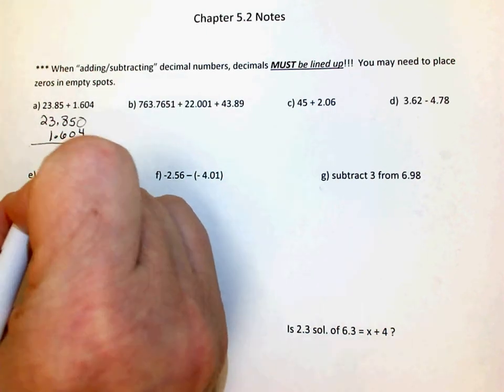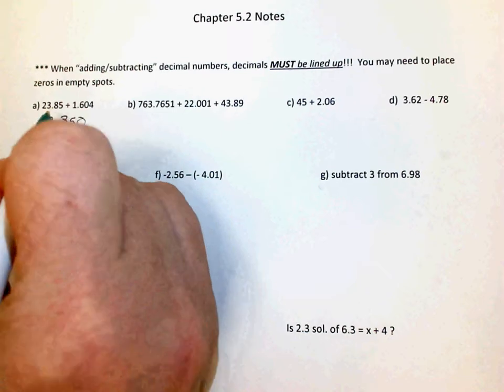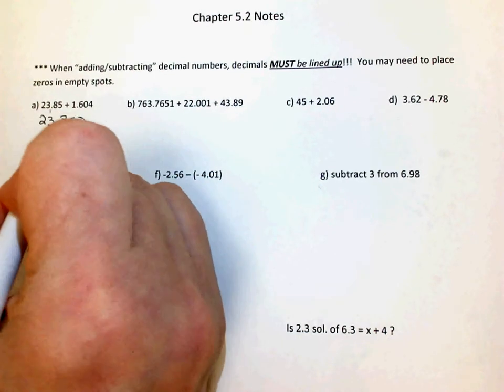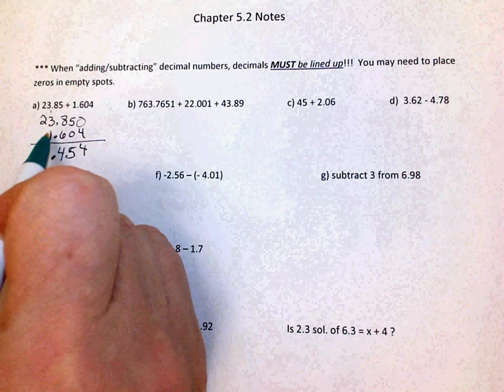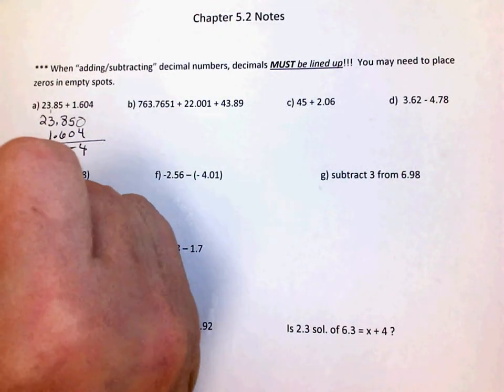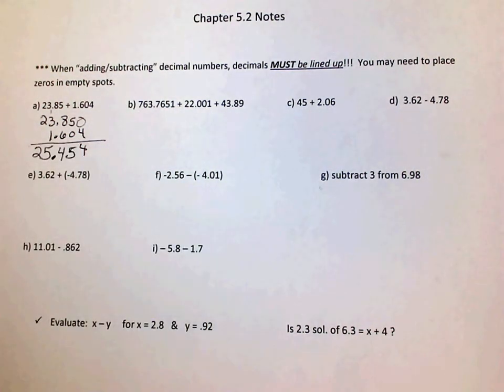8 plus 6 is 14. We bring the 4 down. We carry the 1. We bring our decimal down into our answer. 1 plus 3 plus 1 is 5. And 2 plus nothing is 2.